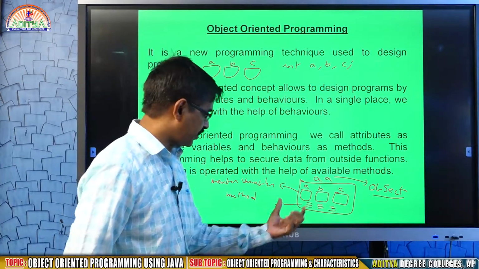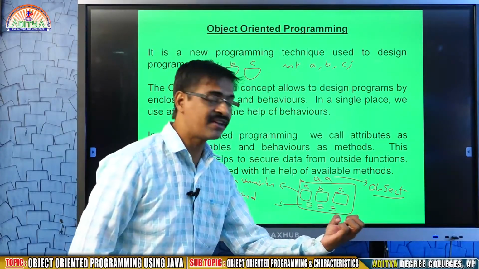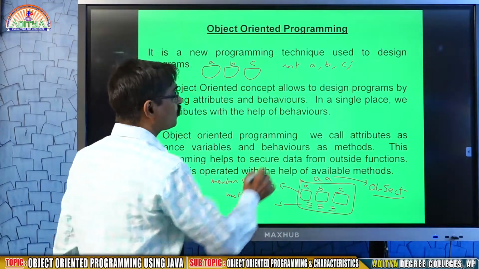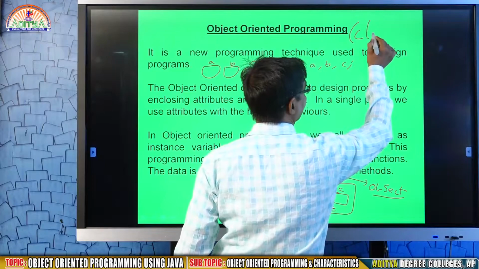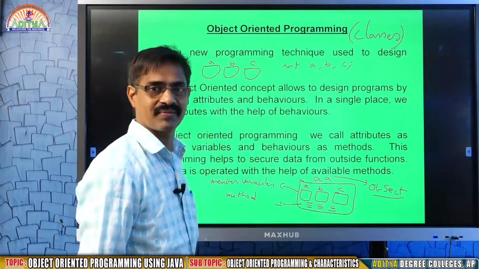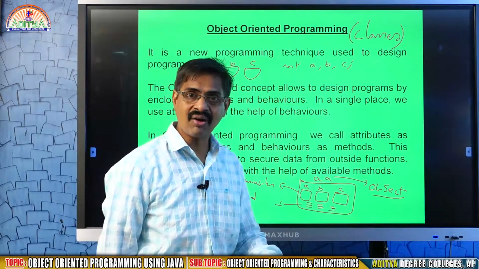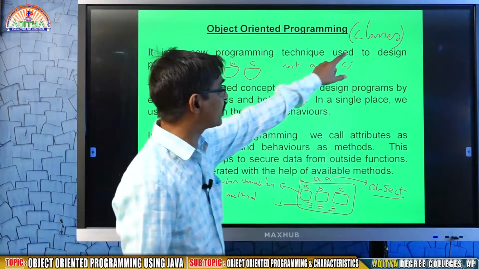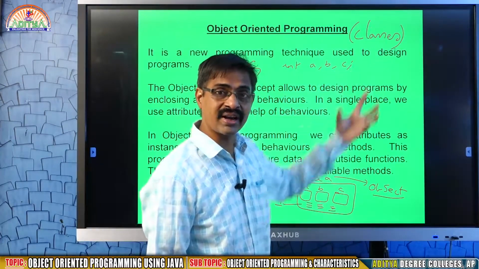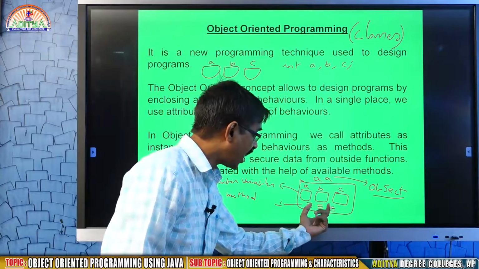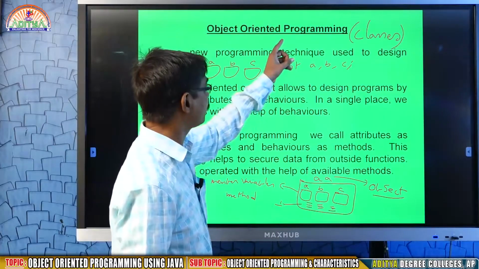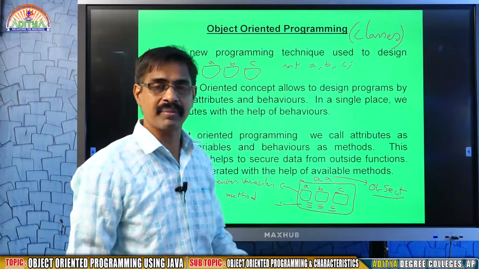How do we combine instance variables and methods in a single location? That is possible with the help of classes. That's why in Java we write every program using classes. Because a class is the only technique that encapsulates instance variables and methods in a single name. That is the logic of object-oriented programming.